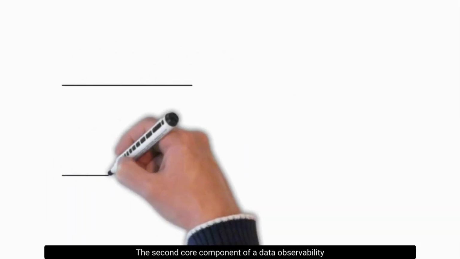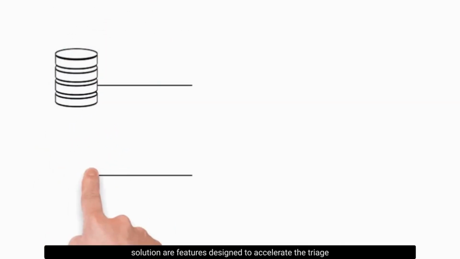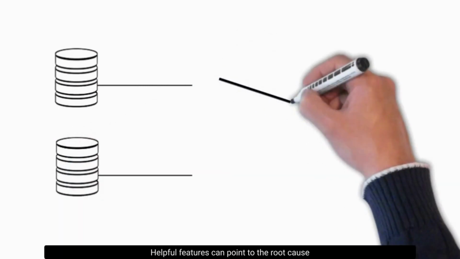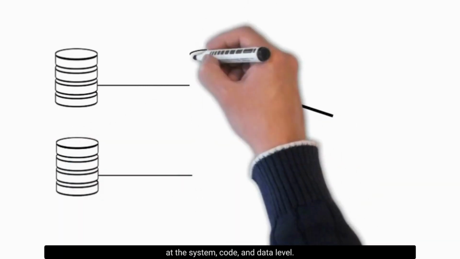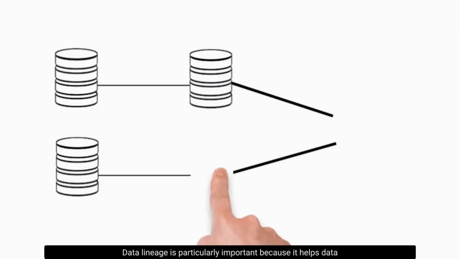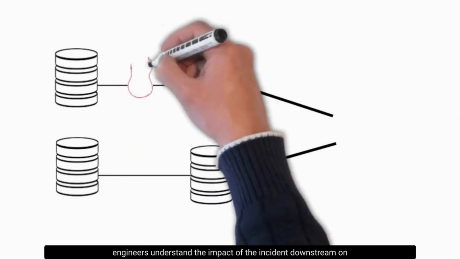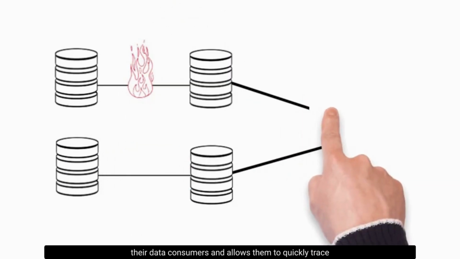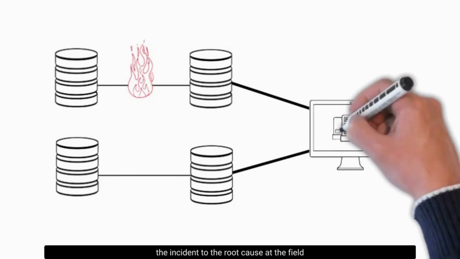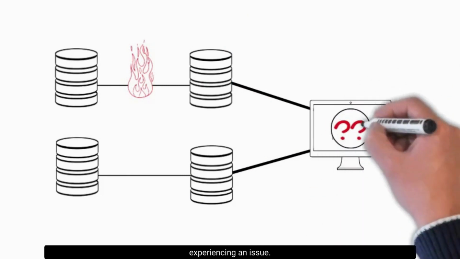The second core component of a data observability solution is features designed to accelerate the triage and resolution of the data incident. Helpful features can point to the root cause at the system, code, and data level. Data lineage is particularly important because it helps data engineers understand the impact of the incident downstream on their data consumers and allows them to quickly trace the incident to the root cause at the field level and the furthest table upstream experiencing an issue.